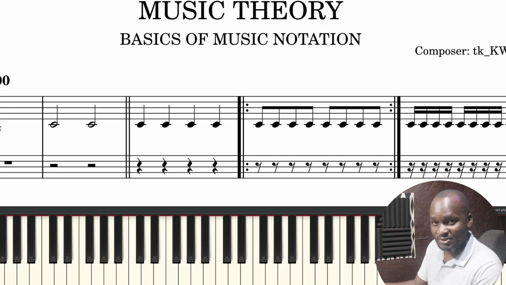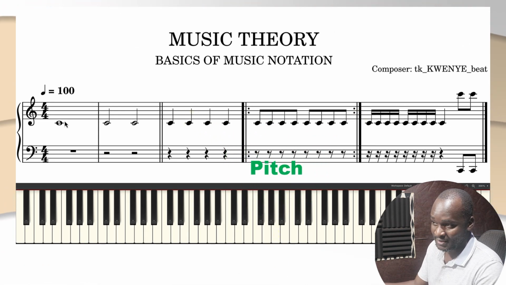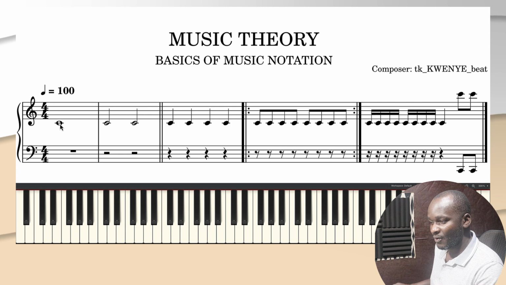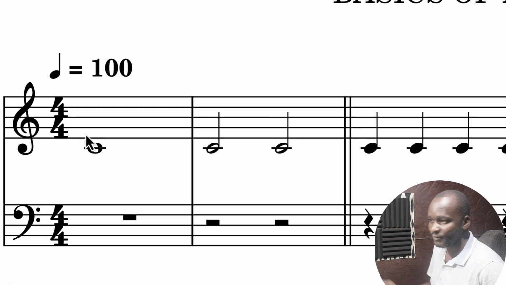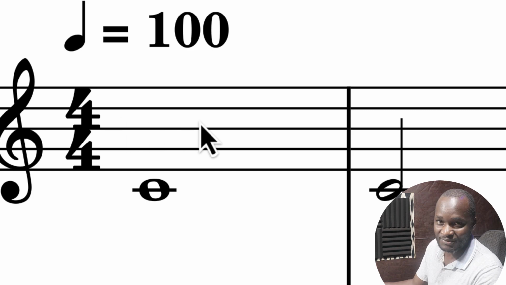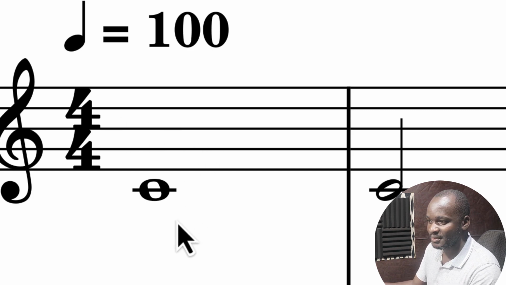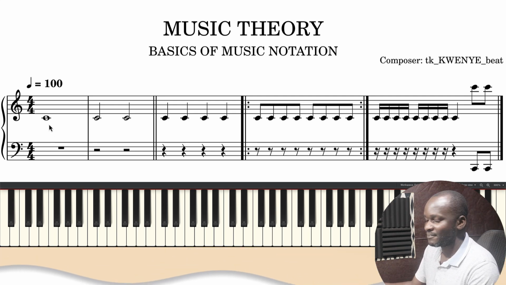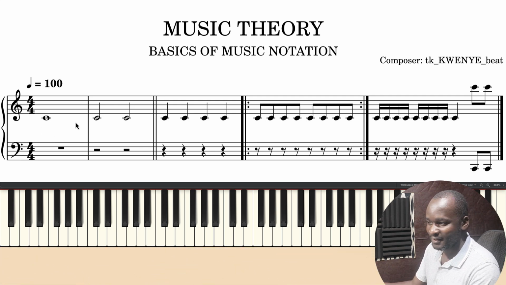Property number 1 is the pitch, where it is. Where is the note? Is it up here or below here? Those are C's, but they are at different pitches. The pitch is represented by a line or a space, together with ledger lines and ledger spaces, I call them.